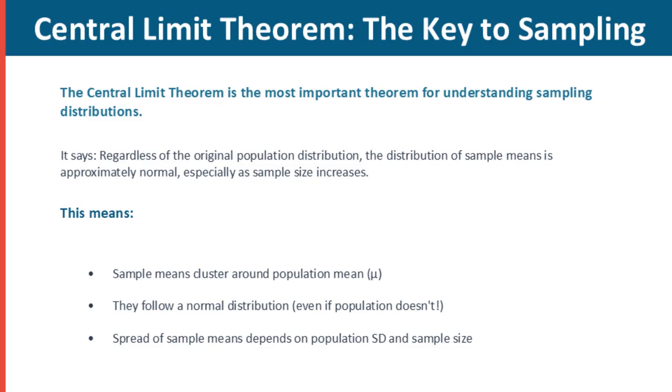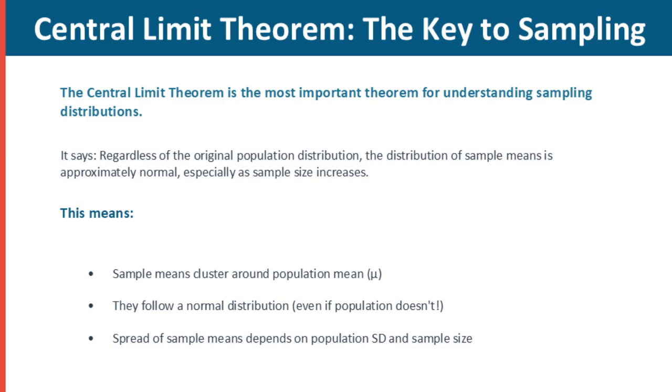For sampling distributions, the central limit theorem tells us this. First, the sampling distribution of the mean is centered at around mu. The sample means on average equal the population mean. Second, the sampling distribution is approximately normal. So we can use Z-scores and the 68, 95, 99.7 rule for sampling distributions. Third, the spread of the sampling distribution depends on the population standard deviation and sample size.